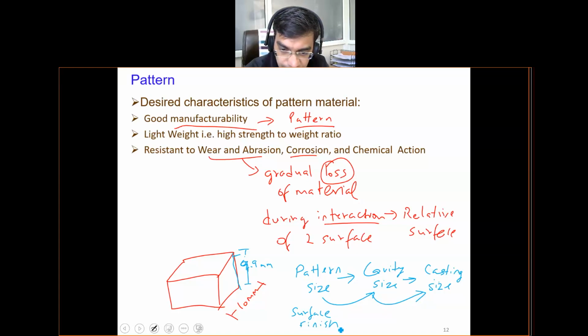Generally this wear and corrosion, these are surface related phenomena. They may not happen in the bulk of the pattern, but they will happen on the surface of the pattern. So the surface finish of the casting cavity is also influenced by the surface finish of the pattern. If the pattern is very rough, having a very rough profile on the surface, it will leave the cavity also with the rough profile. And if it is a very smooth profile on the pattern, we will end up with a very smooth cavity.